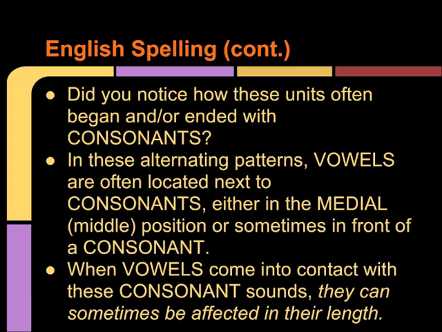Did you notice how these units often began or ended with consonants? In these alternating patterns, vowels are often located next to consonants, either in the medial or middle position, or sometimes in front of a consonant. When vowels come into contact with these consonant sounds, they can sometimes be affected in their length.